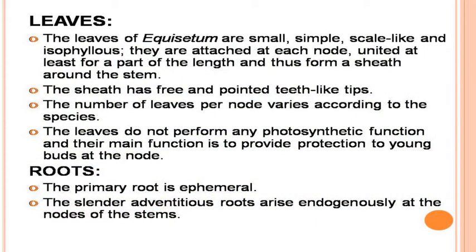Now come the leaves. The leaves are very simple, small, scale-like and isophyllous. Isophyllous means iso means same, that is all the leaves are of the same type. They are united for at least a part of their length, and thus they form a sheath around the stem. The sheath is free and has pointed teeth-like tips. The number of leaves also varies according to the species.